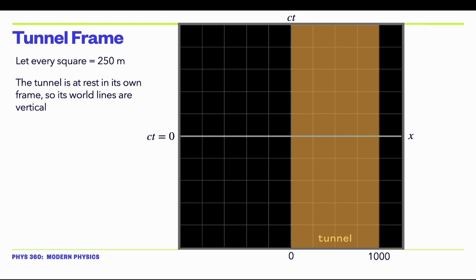Because the tunnel is at rest, the world lines corresponding to the left and right side of the tunnel are just going to be vertical lines. They're not moving in position. As time goes along, they just stay in the same spot. So as time evolves, the world lines of the tunnel just go straight up the page.